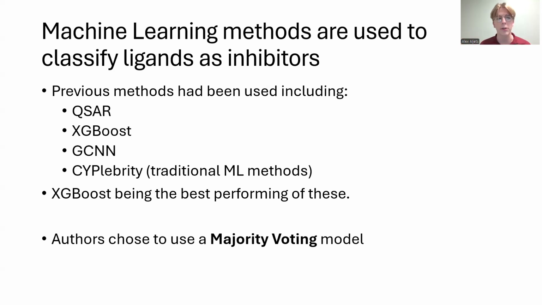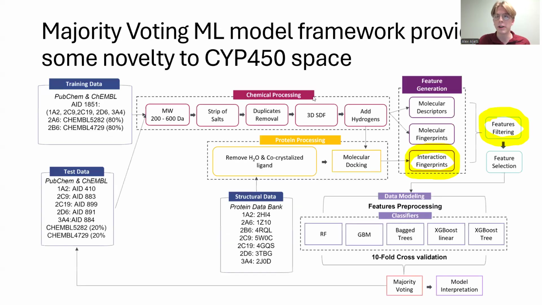Previous methods have included QSAR, XGBoost, graph networks, and more traditional methods. XGBoost was the best performing of these models. Authors chose to use a majority voting model. So here's kind of the framework of their model.